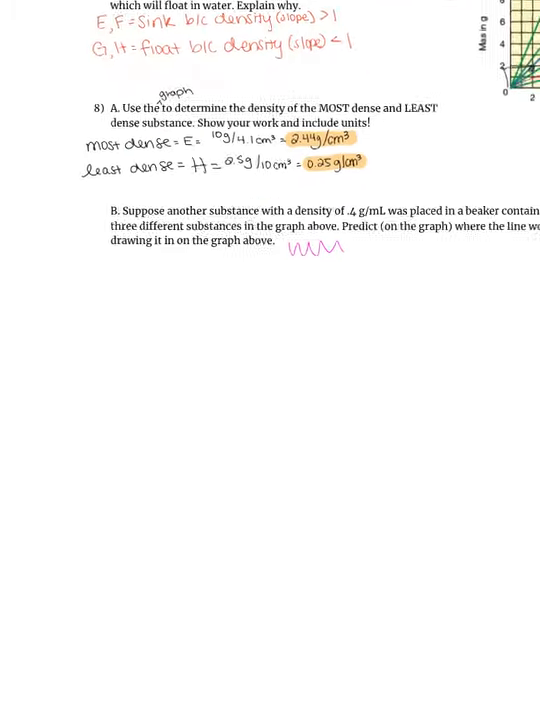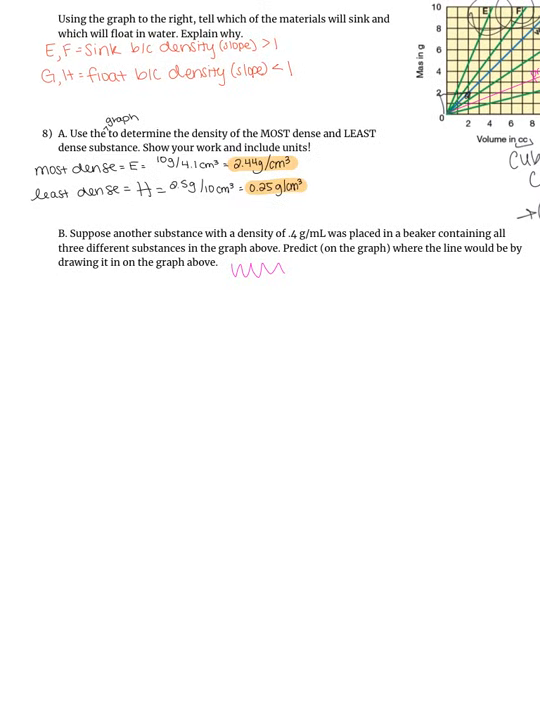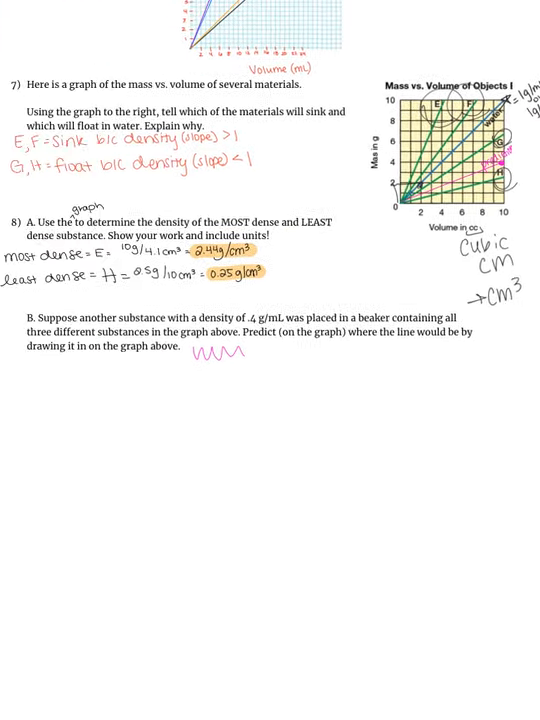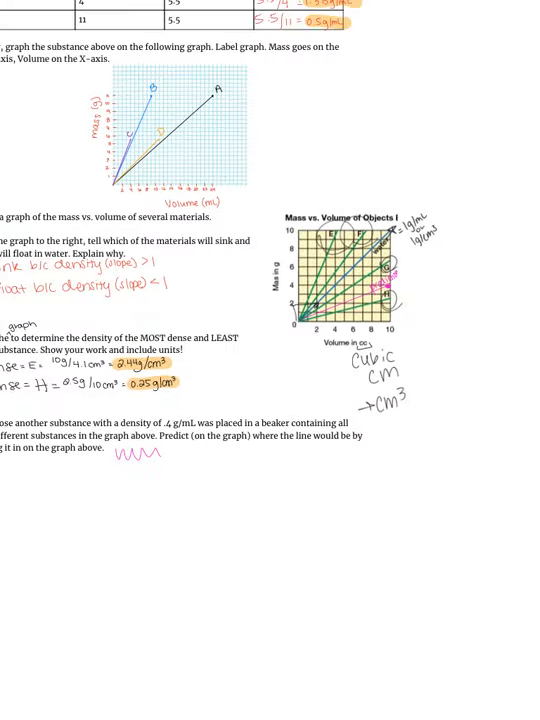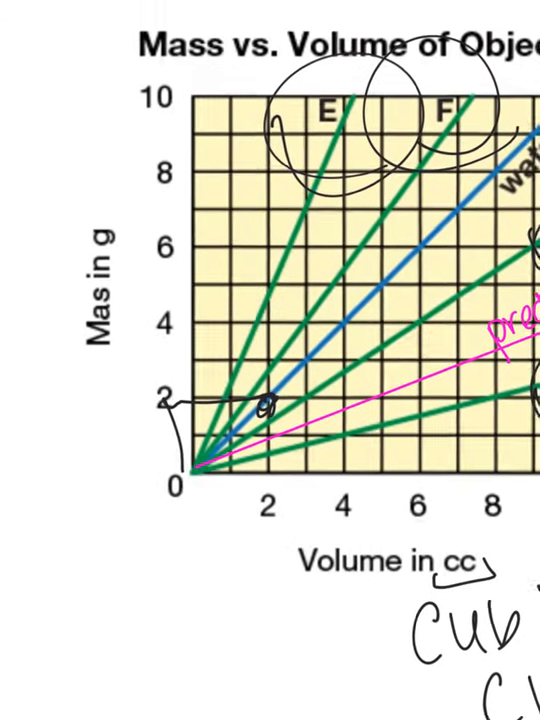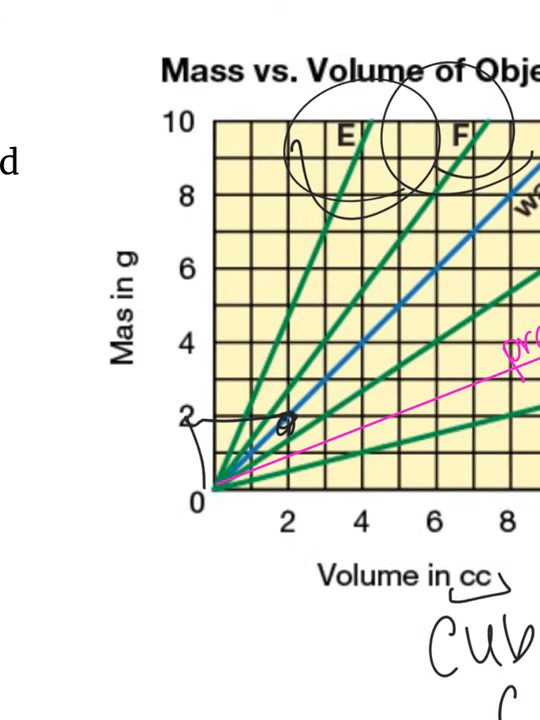All right, 8. It says use the graph to determine the density of the most dense and least dense substance. Again, most dense is going to be the steepest, which is E. Least dense is going to be H. So I just need to take my rise and divide it by my run. We're going to do E together. E starts at 0 and it rises to 10 and then it runs just slightly past 4.